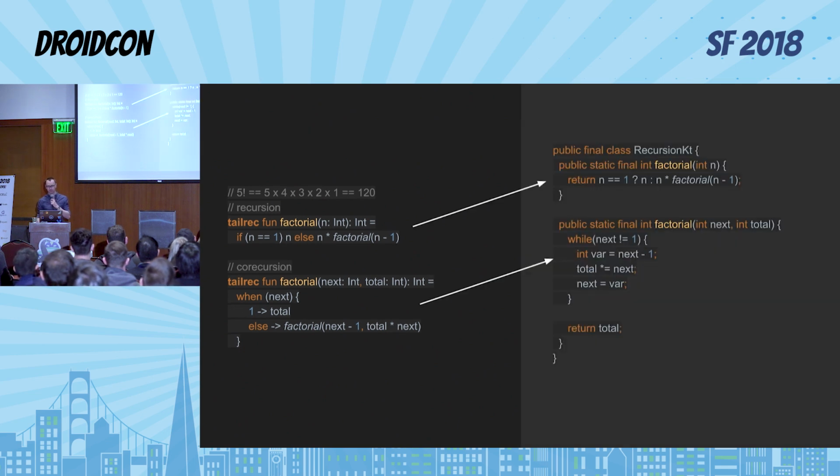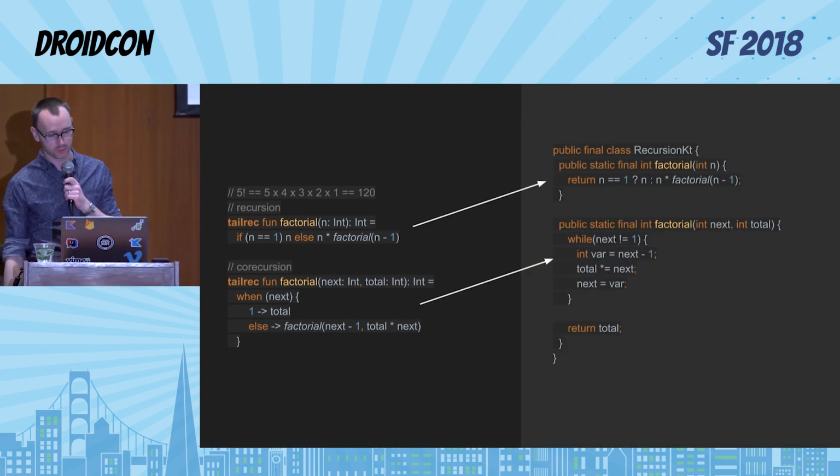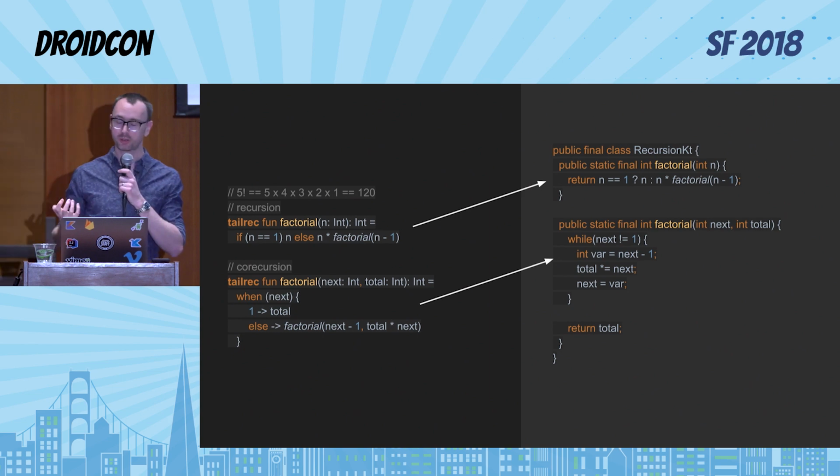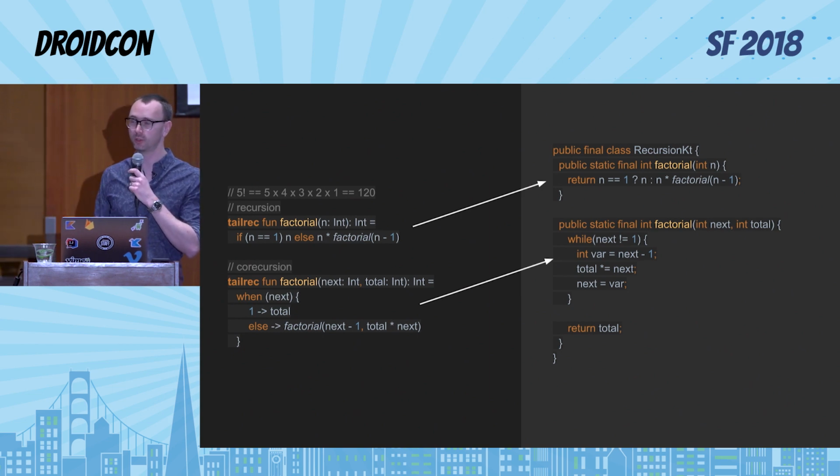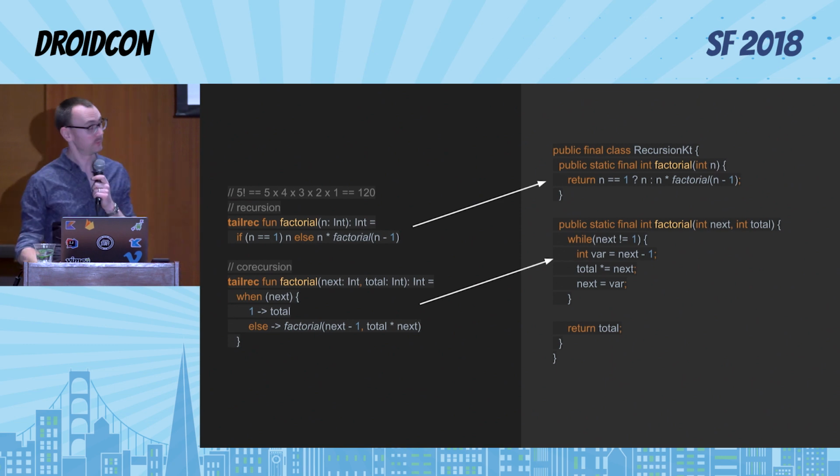And when you decompile it, this is what they look like. The first one stays recursive. The second one, the compiler is smart enough to unwind it into a while loop for you. That's pretty cool.